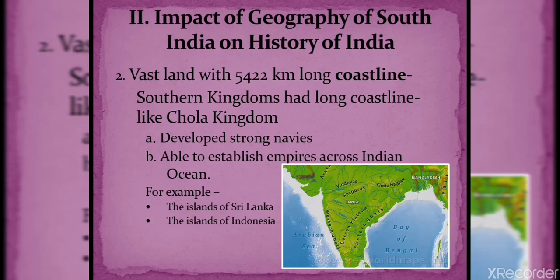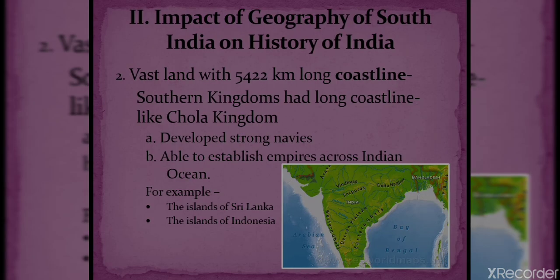Number 2, southern kingdoms had a long coastline. For example, the Chola kingdom had a long coastline. Coastline means coast surrounded by ocean. Due to the long coastline, number one, southern kingdoms had powerful navies. Number two, due to powerful navies, southern kingdoms were able to establish empires across the Indian Ocean. For example, they included number one, the islands of Sri Lanka, number two, the islands of Indonesia.